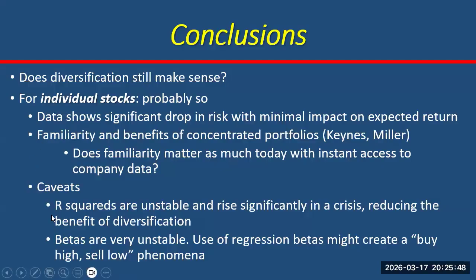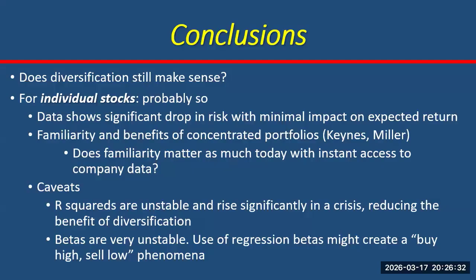Caveats: the unsystematic risk, that company-specific risk that disappears with diversification, that part of the analysis actually falls in a crisis, and the systematic piece becomes more. So the benefits of diversification, they're there, but they're much lower in a crisis, which is the time you want them to be higher. So that's one caveat. Betas themselves are unstable. So if you're using beta to say, hey, this firm has a beta of 1.5, they're really sensitive, the problem is betas themselves are pretty unstable. So even that approach.